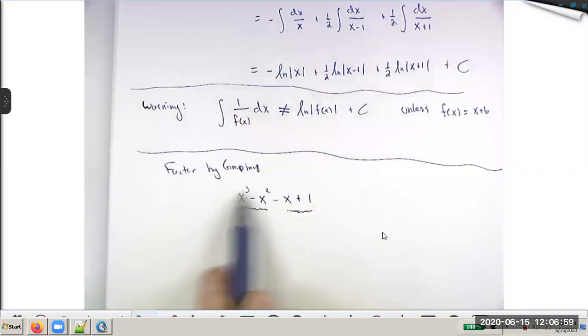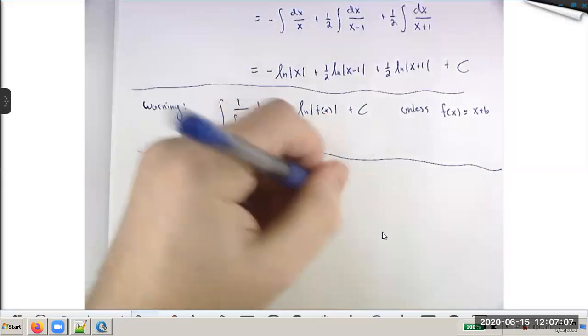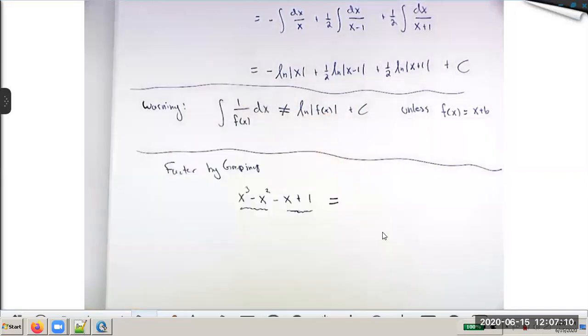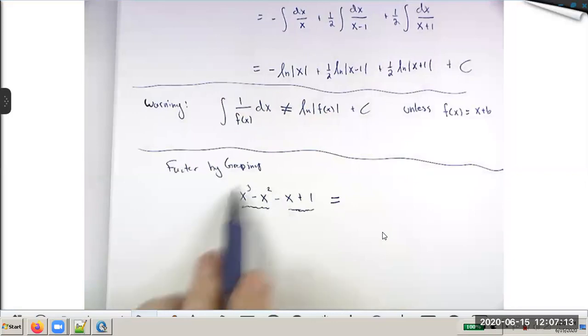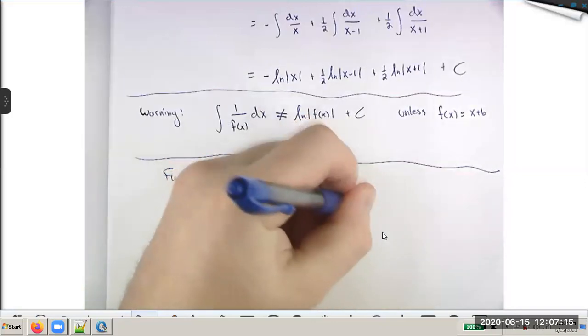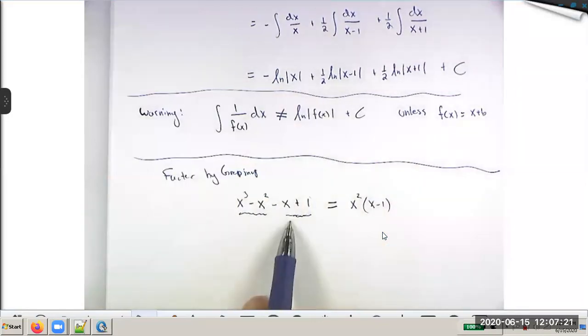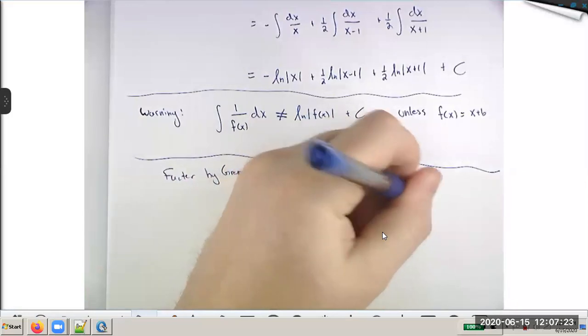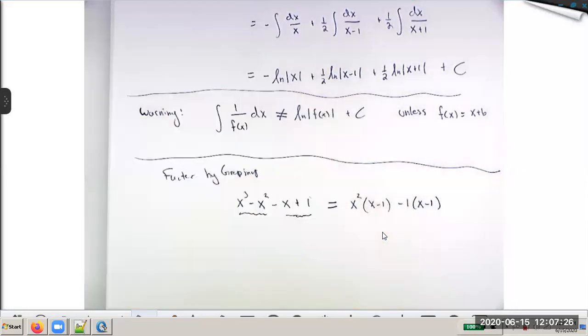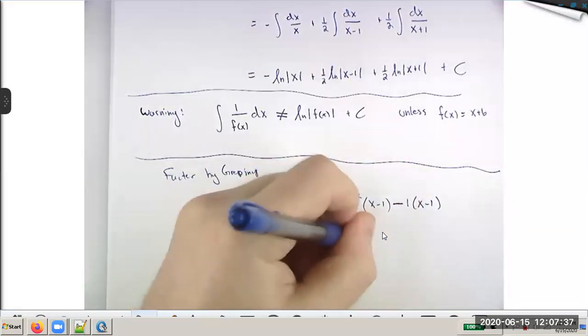In this piece, I see what looks like a factor of x minus 1 hiding. And in this piece, I see what looks like a factor of x minus 1 hiding. So I try to extract that factor from each piece. To make an x minus 1 show up here, I factor an x squared. And to make an x minus 1 show up here, I factor a negative 1. And that gives me this common factor of x minus 1 between these two pieces that are being subtracted. So I can factor the x minus 1 out.